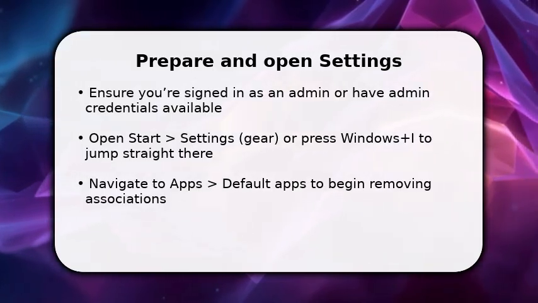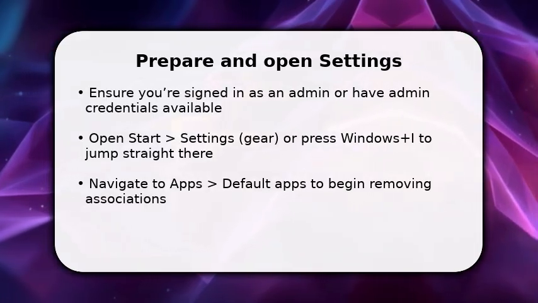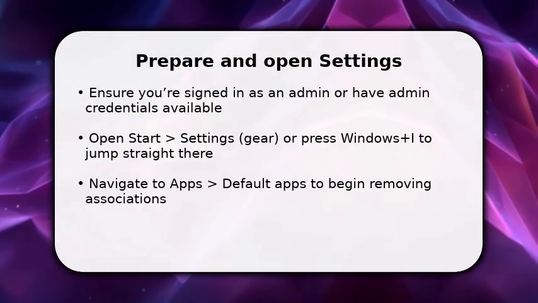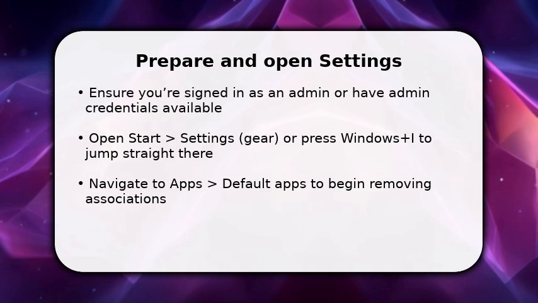Next, go to Apps and then Default Apps so you can see current associations. This view lists common file types and protocol handlers. It's where Windows exposes easy overrides. Make sure to keep settings open while you work.